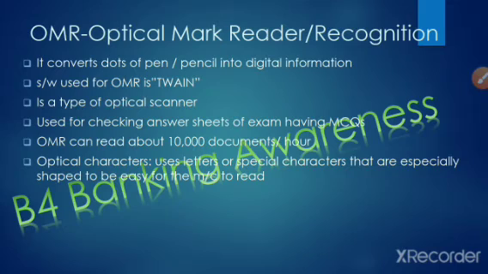Now next we will study about OMR. What is OMR? It is optical mark reader or recognition. If both the options are given in the exam, you have to click on optical mark recognition. It converts dots of pen or pencil into digital information. Software used for OMR is Twen. It is a type of optical scanner. It is used for checking answer sheets of exams having MCQs. OMR can read about 10,000 documents per hour. Optical character recognition uses letters or special characters that are specially shaped to be easy for the machine to read.